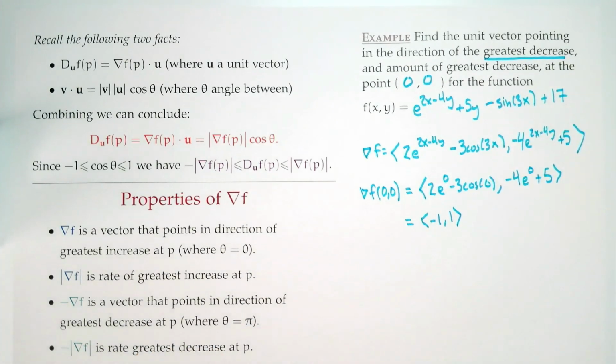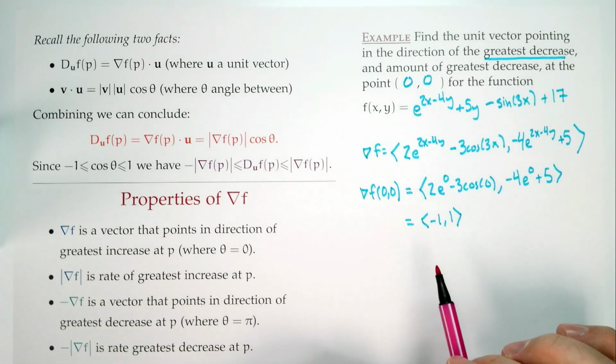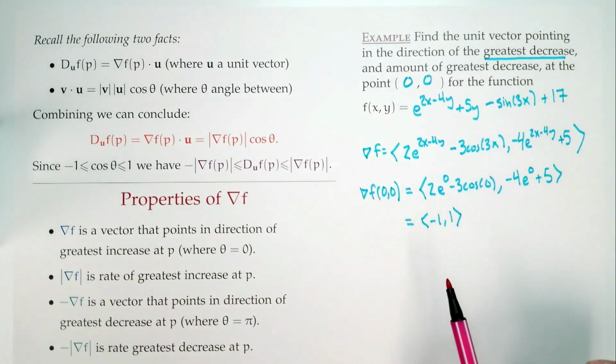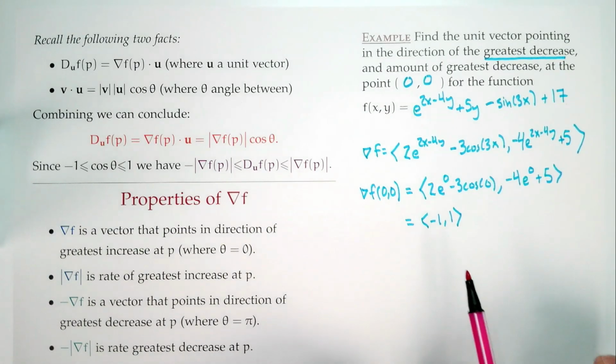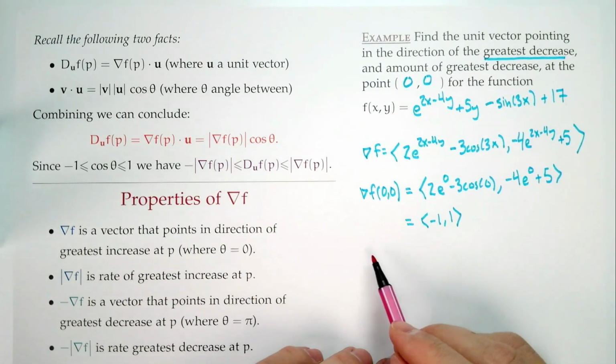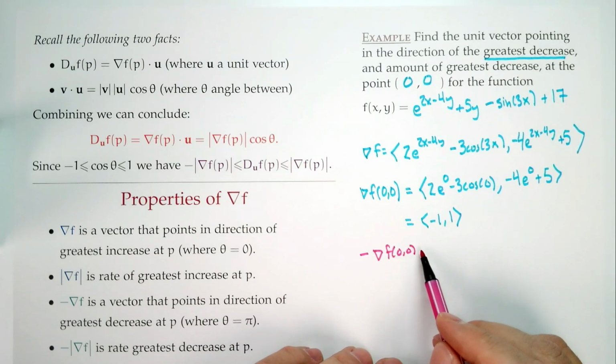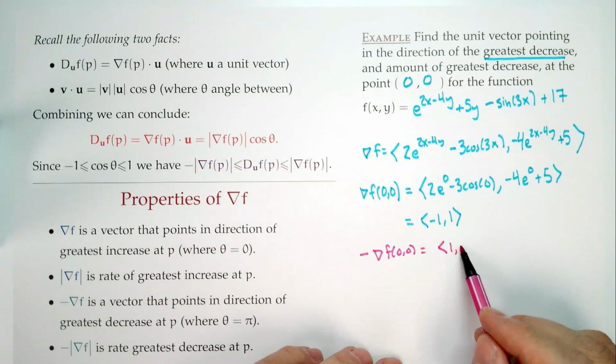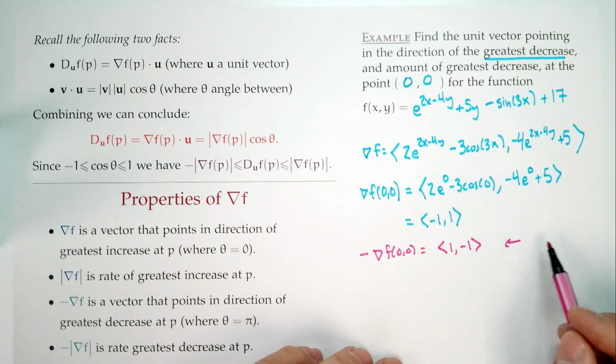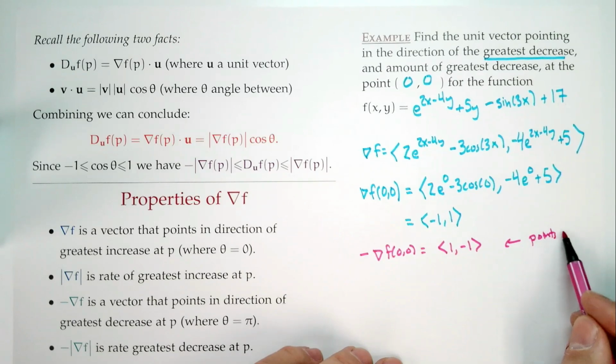All right, good. Now, is that our answer? Why not? Well, it's not our answer. For one thing, this is the gradient. That's not pointing in the direction of decrease. The gradient points in the direction of increase. So we need to do something that flips it. So we say, okay, negate it. Negative the gradient at (0, 0) would be (1, -1). So this here points in the direction of greatest decrease.